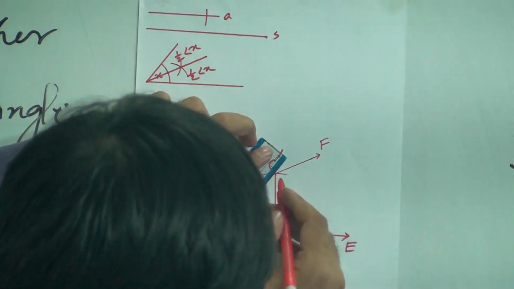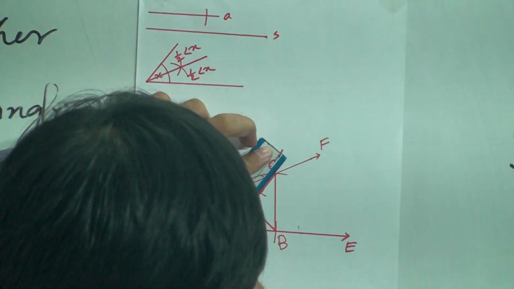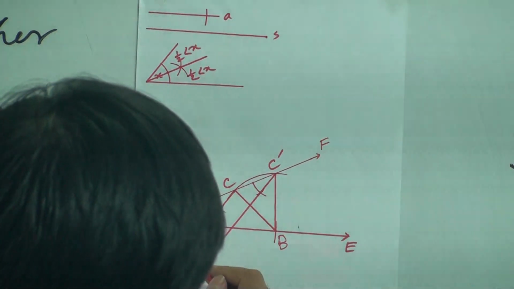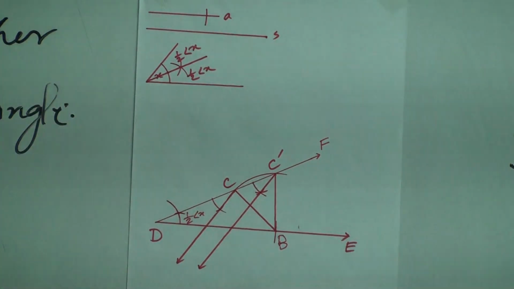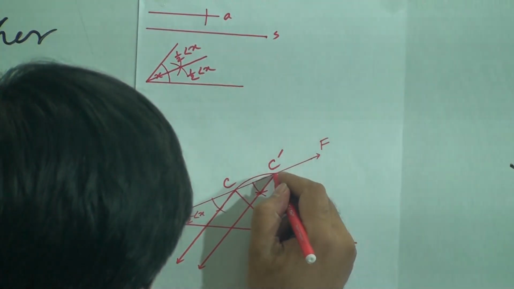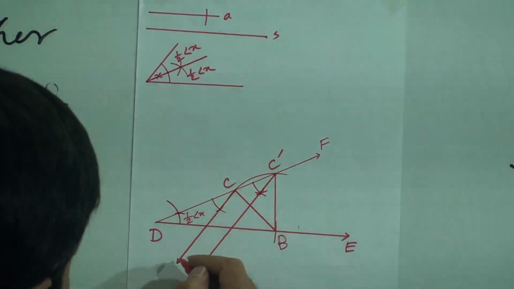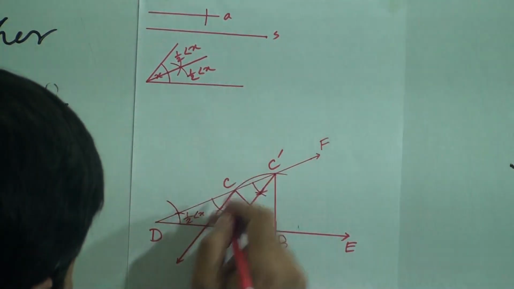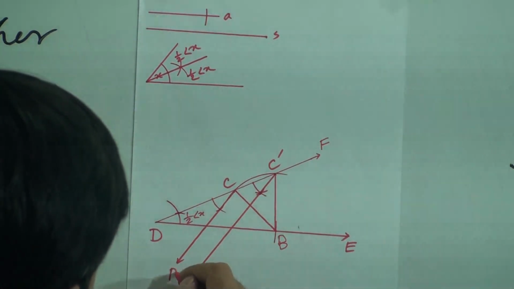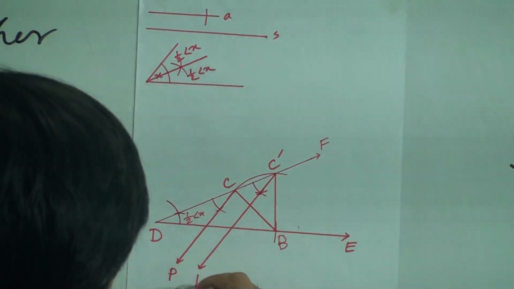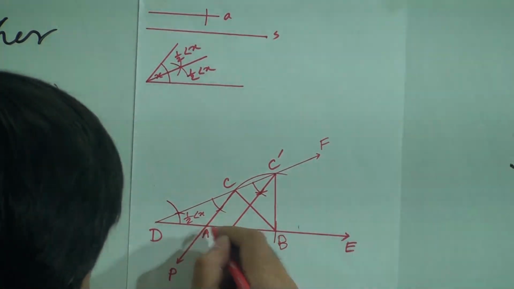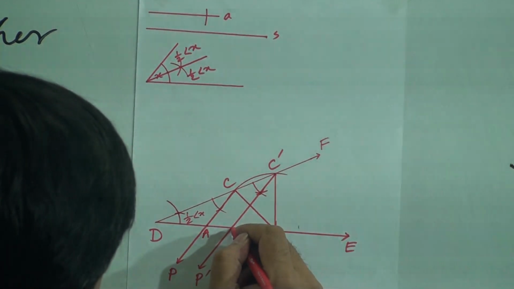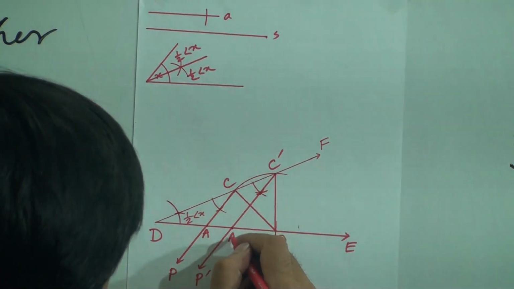Join these two points. Okay, dear students, now see, we have joined this point and this point to get the angle. Here, suppose this is CP and this is C prime P prime. CP intersects BD at A and C prime P prime intersects BD at A prime.